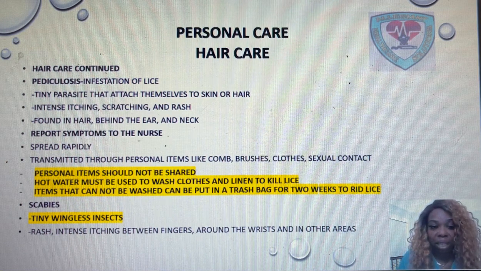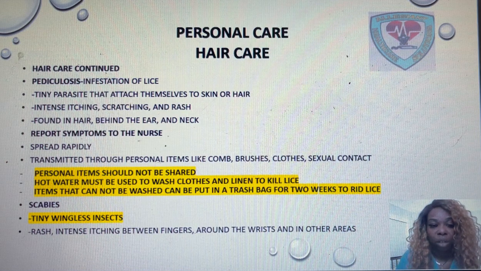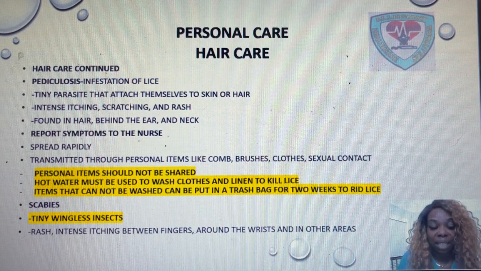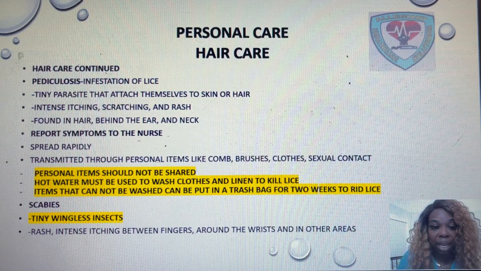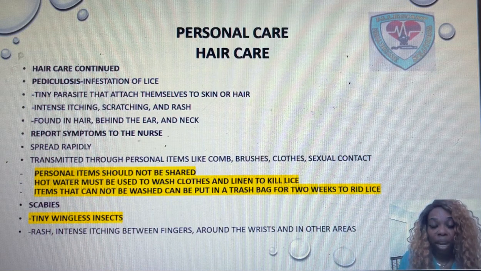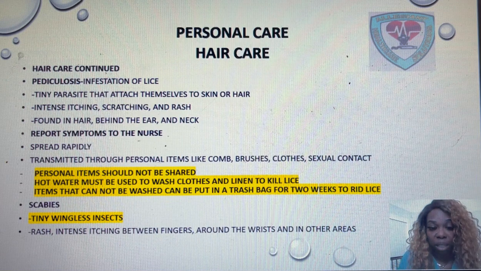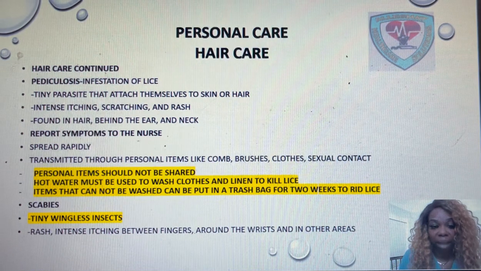Scabies is another insect that can be found on the skin. It's a tiny wingless insect. It can also cause rashes and intense itching. The itching is usually located between the fingers, around the wrist, and in other areas of the body.